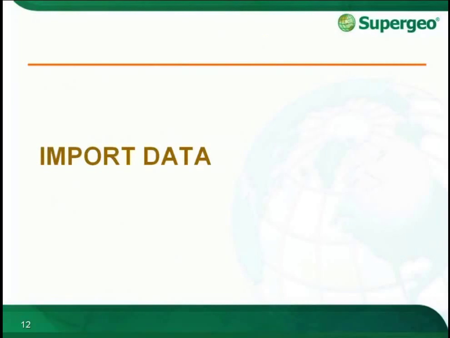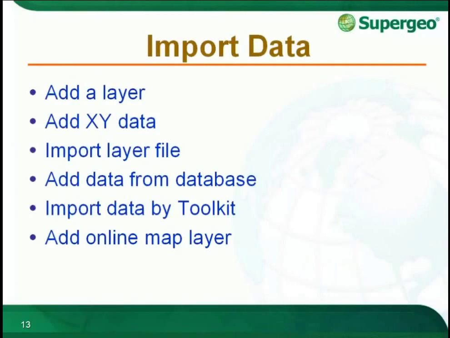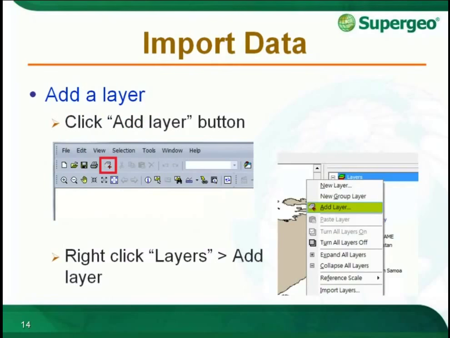Now, how to add data is going to be introduced. There are several ways to add data into SuperJuice Desktop. First, adding a layer. Users can add vector data, raster data, or CAD data by clicking the Add Layer button in the Standard Toolbar. Or you can right-click Layers in Data Content and click Add Layer.